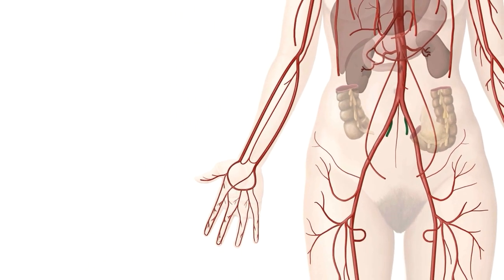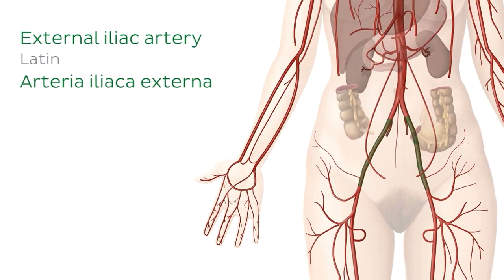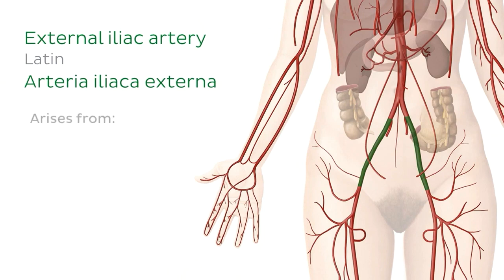And moving on to the external iliac artery, it is the larger of the two branches of the common iliac artery, and it continues on, giving off several branches along the way to supply the surrounding structures, and enters the thigh region, where it continues on as the femoral artery.